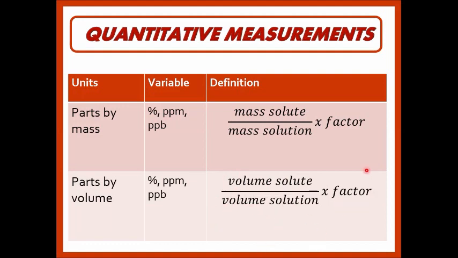So the multiplication factor is dependent on the unit in which you would like to express parts by mass or parts by volume in. If we would like to express it in terms of percent, the multiplication factor would be 100, similar to what we did for the mole percent. If the value should be expressed in parts per million, the multiplication factor will be 1 million or 10 to the 6th. If the value should be expressed in parts per billion, the multiplication factor will be 10 to the 9th, which is 1 billion.